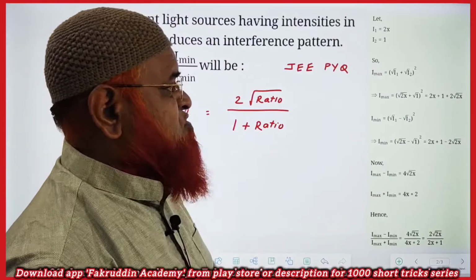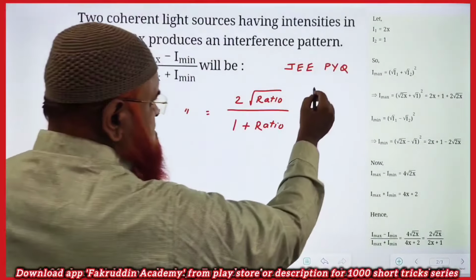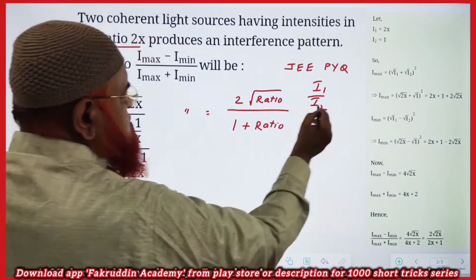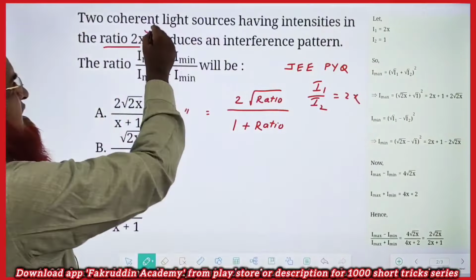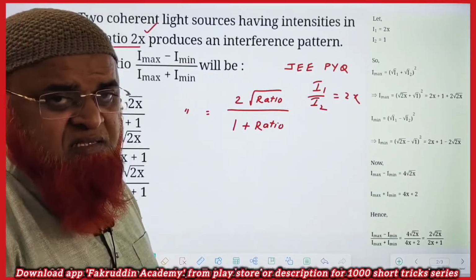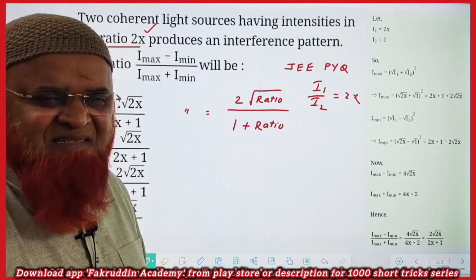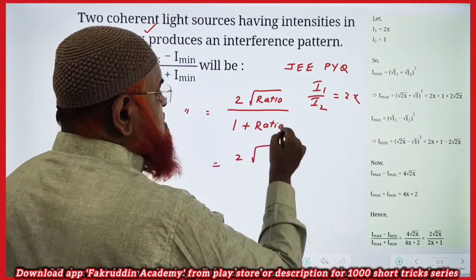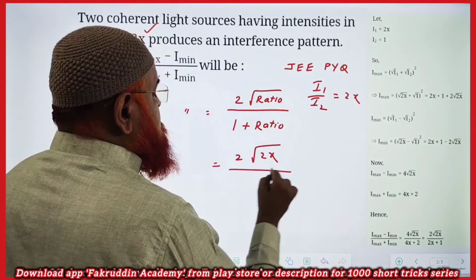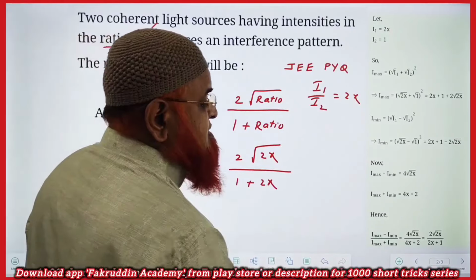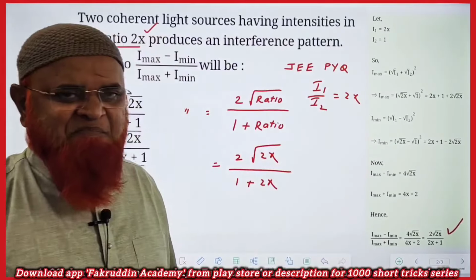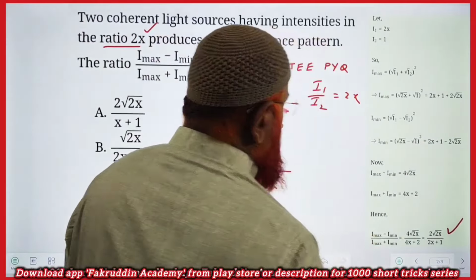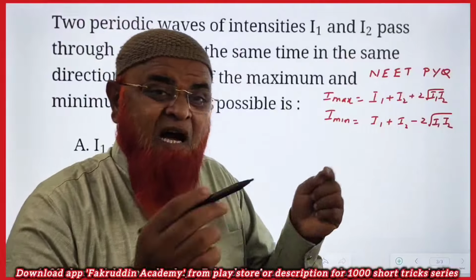नेक्स्ट ये जेईई मेंस का क्वेश्चन हो गया. यहां पर रेशियो I1 by I2, इट इज गिवन एज 2x. क्लास कितना आसान है, मजा आ रहा है यार, इतना मजा है फिजिक्स के अंदर. सो 2√ रेशियो का मतलब 2√2x बाय 1+2x. तैयार है आंसर.